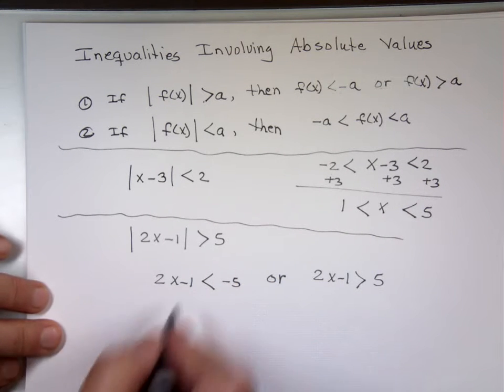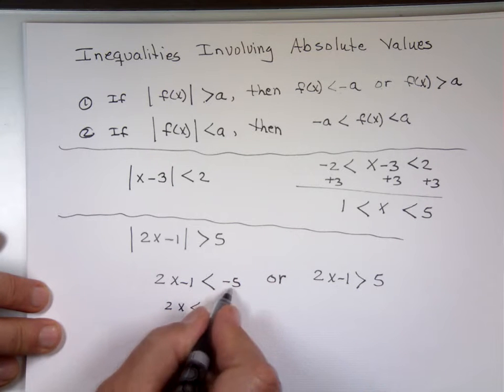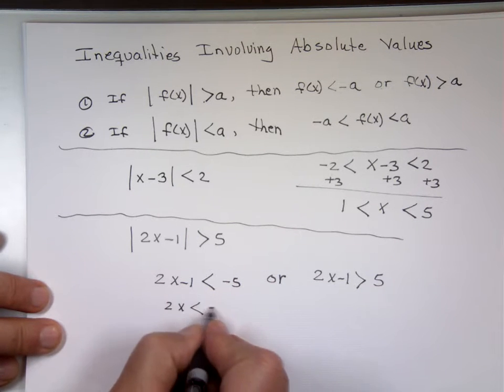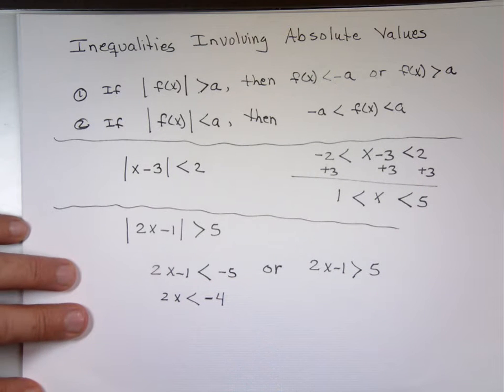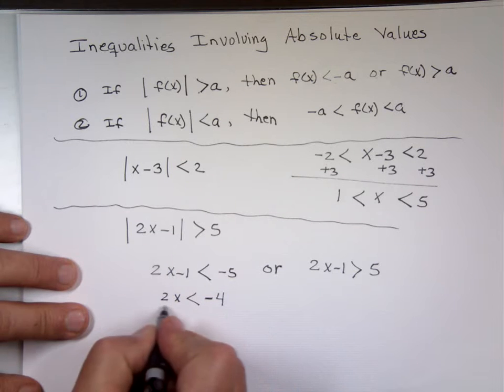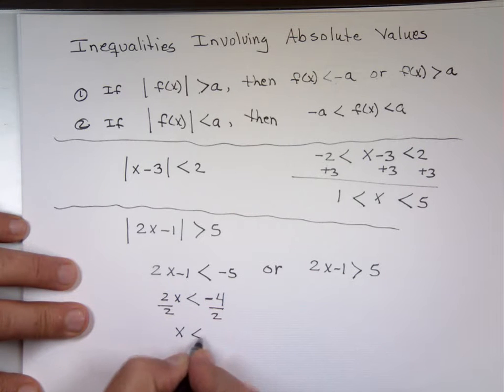So let's look at this. Move the minus 1 there. 2x is less than what? Negative 5 plus 1, which is negative 4. What do we do now to solve for x? Divide by 2. X is less than negative 2.